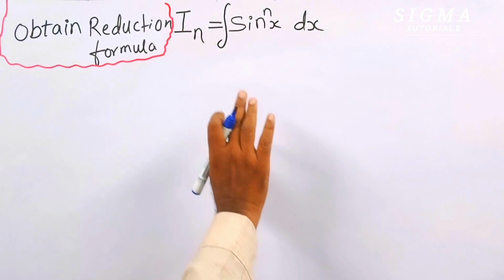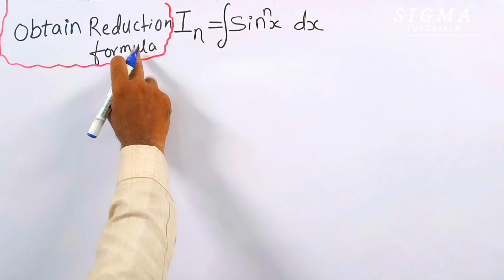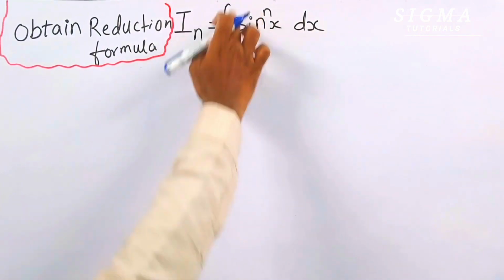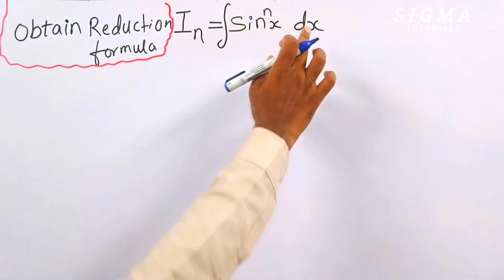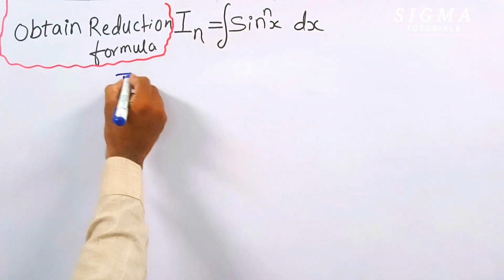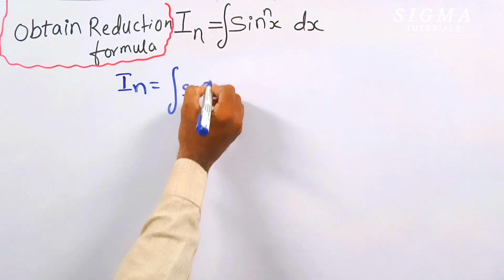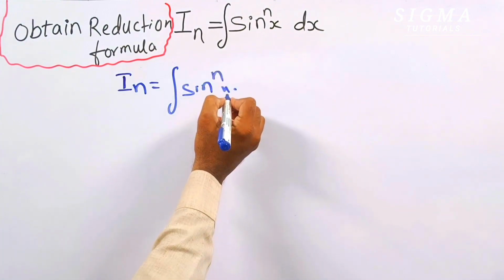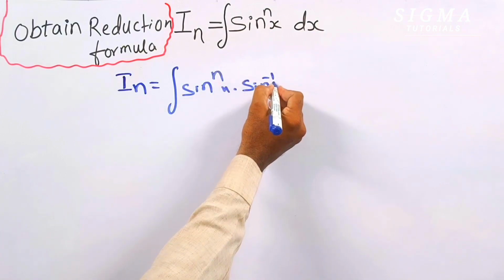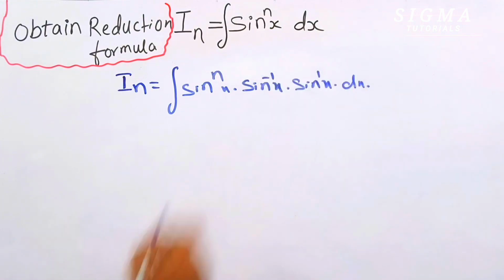Dear friends, in today's session, we will see how to obtain the reduction formula for sine power n x. Let us take I_n equals the integration of sine power n x dx. For this, step number 1, I will write I_n equals the same thing, sine power n x. Then I will multiply this function with sine power n minus 1 x and sine power 1 x dx.